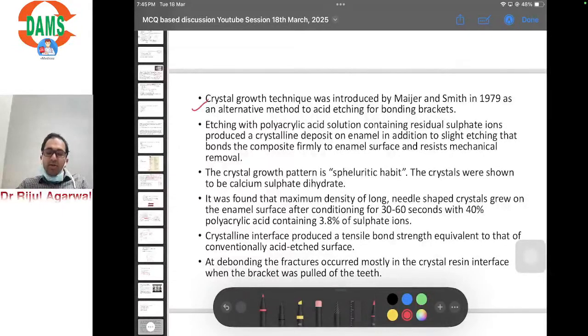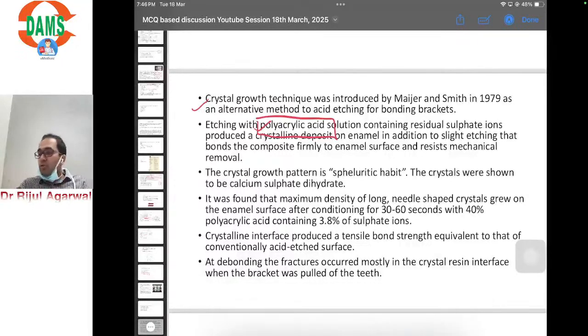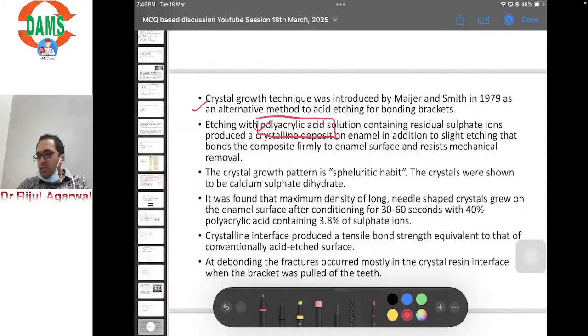It was introduced by Mijola and Smith in the year 1979 as an alternative method to acid etching for bonding brackets. So what we used to do was etching with polyacrylic acid solution which contains residual sulfate ions. Another important point, in the crystal growth technique we use polyacrylic acid solution. It produced a crystalline deposit on the enamel, and in addition there was a slight etching that bonds the composite firmly to the enamel surface, which resisted mechanical removal as well. This growth pattern was in the form of a speleolytic habit, and the crystals were of calcium sulfate dihydrate.